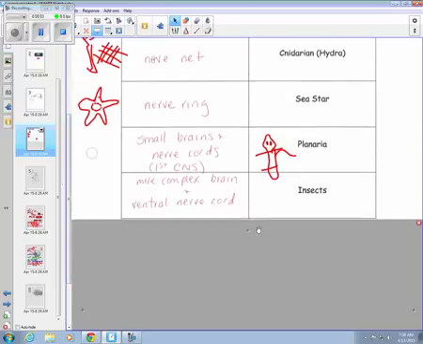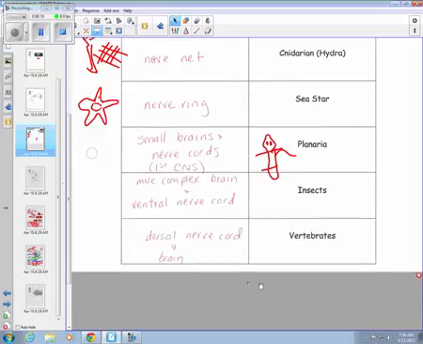If we get a little more complex, moving up to insects, it does have a more complex brain. It has a ventral nerve cord, which would be a nerve cord that would run along its abdomen area. And then our most complex organisms, the vertebrates, have a brain, have a central nervous system, and have a dorsal nerve cord, which would be your spinal cord, and that's a cord that would run along the back of your body.